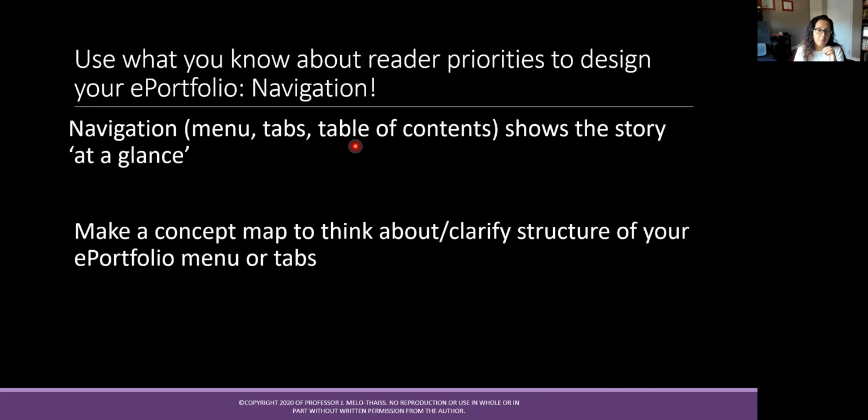When you're thinking about reader priorities to design your e-portfolio, you're going to want to think about navigation, okay? Really, really important that you make this user-friendly. It's one of the things that I will be assessing when I take a look at your final e-portfolio. So you're going to want to think about what kind of menu, tab, or table of contents. You guys have seen there's lots of different ways you can approach this. What you want to do is make sure that it shows the story at a glance, right?